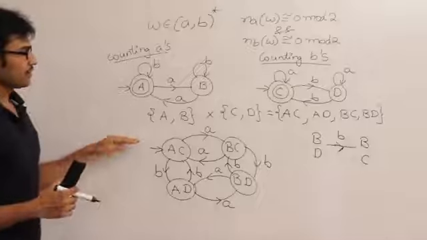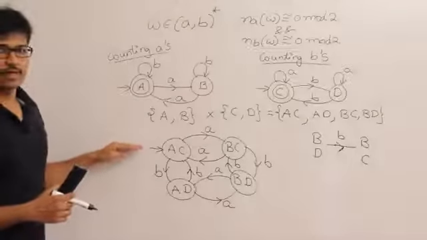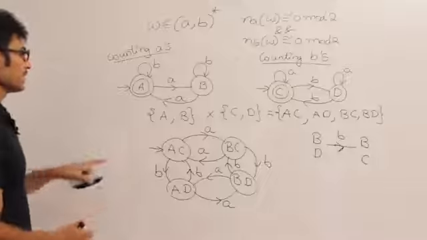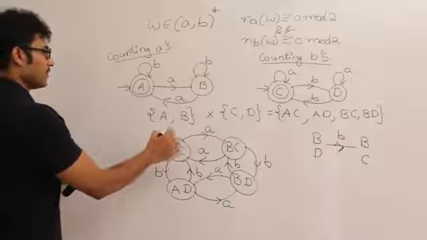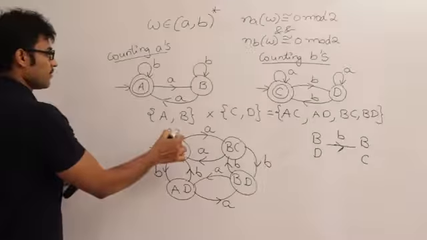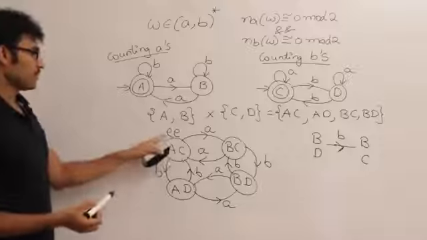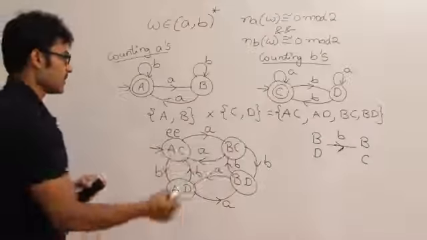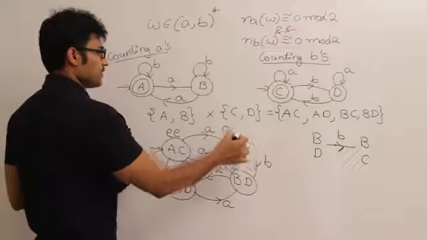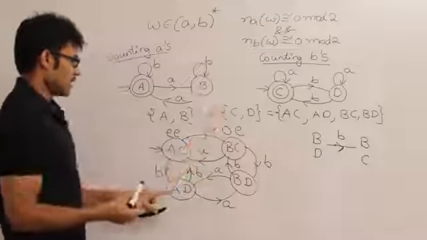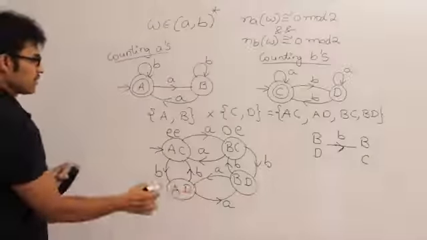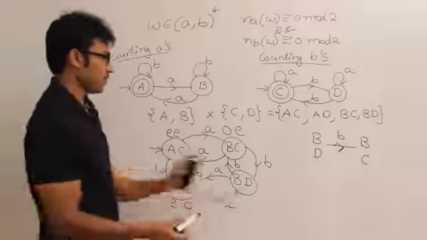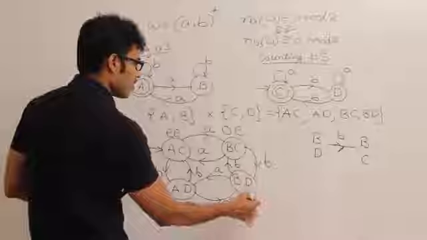Now if you compare the previous question and this question, it looks exactly the same. The diagram looks exactly the same, and in fact AA is nothing but even number of A's and even number of B's. AC is nothing but even number of A's and even number of B's. And now BC is nothing but odd number of A's and even number of B's. And AD is nothing but even number of A's and odd number of B's. And this one is nothing but odd number of A's and odd number of B's.